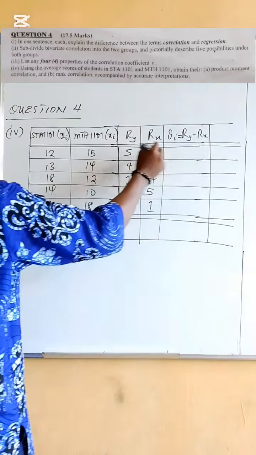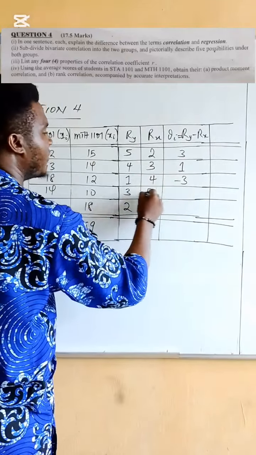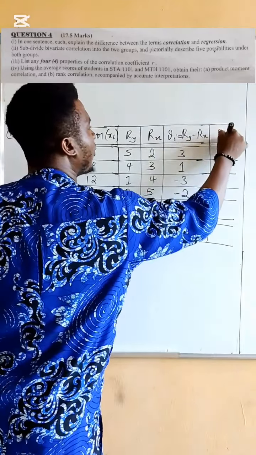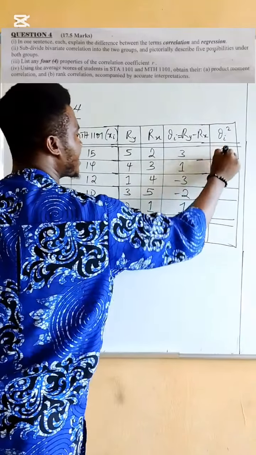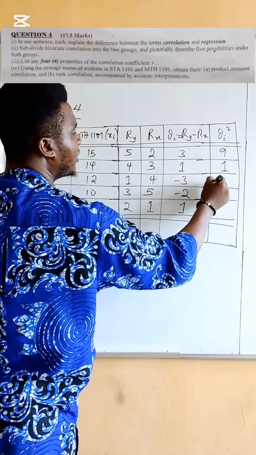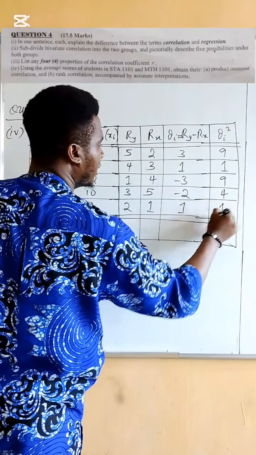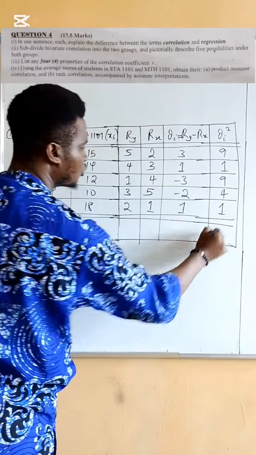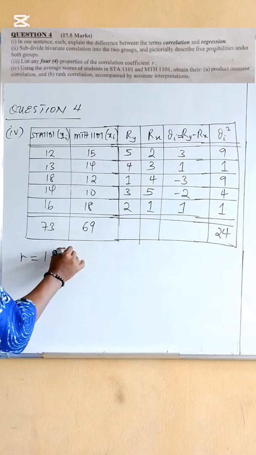And this will give us 5 minus 2, 3; 4 minus 3, 1; 1 minus 4, minus 3; 3 minus 5, minus 2; and 2 minus 1, 1. Now here we would square whatsoever we had as our DI, and this would give us 3 squared as 9, 1 squared as 1, minus 3 squared as 9, minus 2 squared as 4, and 1 squared as 1. Adding all this will give us our summation DI squared, and what would that be? 24.